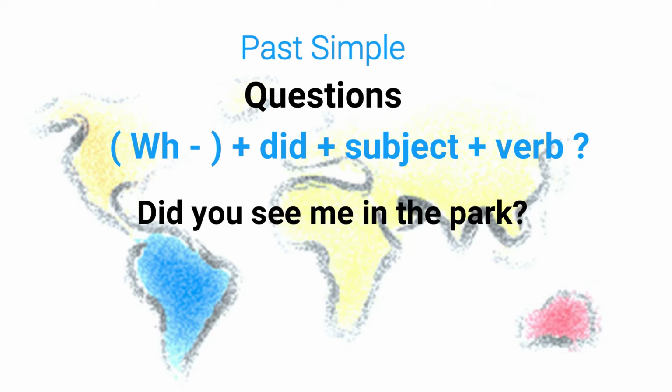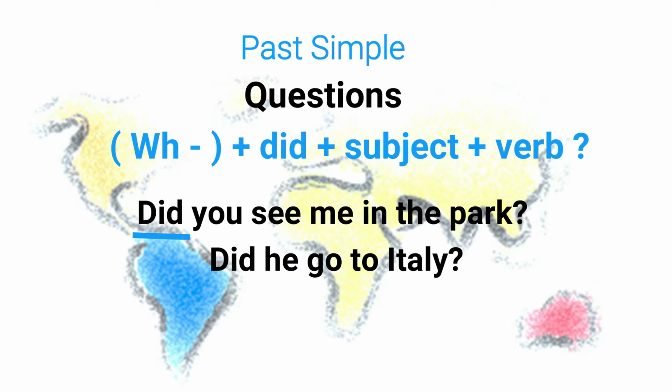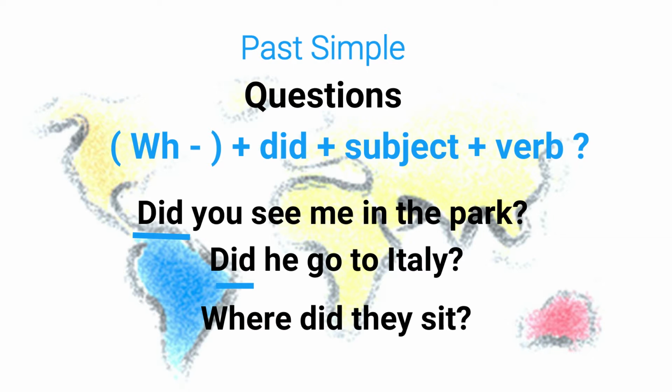Did you see me in the park? Starting the question with my auxiliary did, followed by my subject, then the verb see. Did he go to Italy? Starting my question with my auxiliary, followed by my subject, and then my verb. And finally, an example with an interrogative word. Where did they sit? In this case, I start with my interrogative word, where, then followed it with my auxiliary did, the subject they, and my infinitive sit.